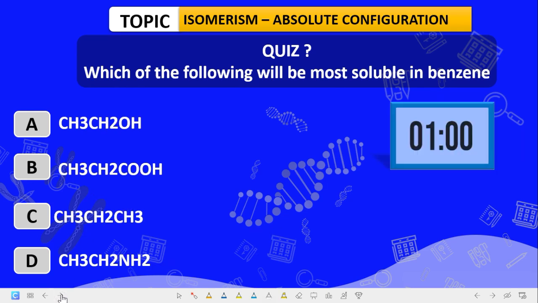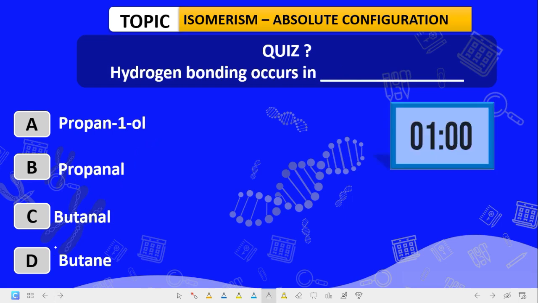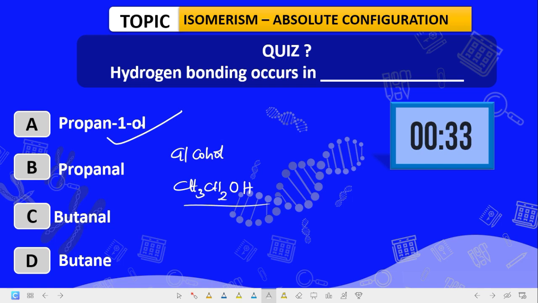Now, next question says, hydrogen bonding occurs in compounds like the alcohol, whereby hydrogen is attached to a more electronegative atom. For instance, propanol. What do you see here? Hydrogen is attached to what? Hydrogen. So hydrogen bonding will occur in alcohols. So that makes option A the correct answer.